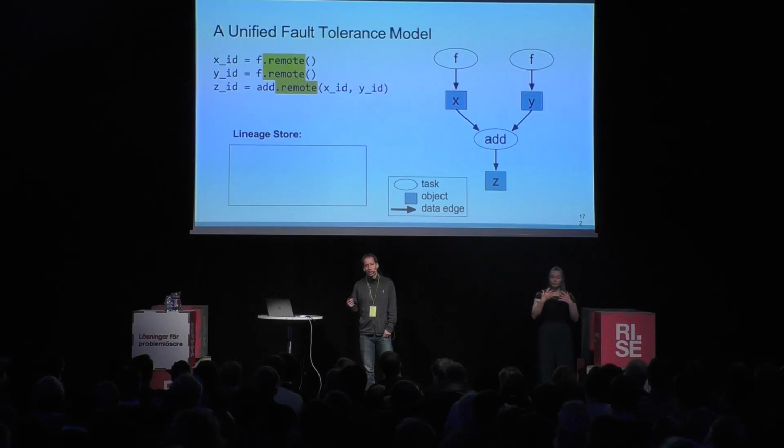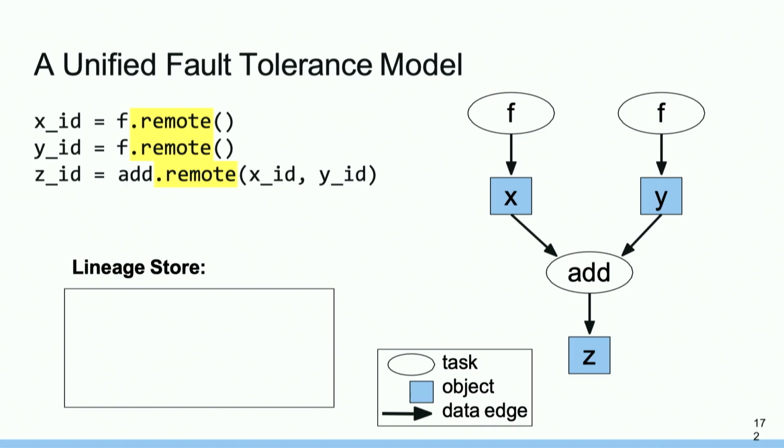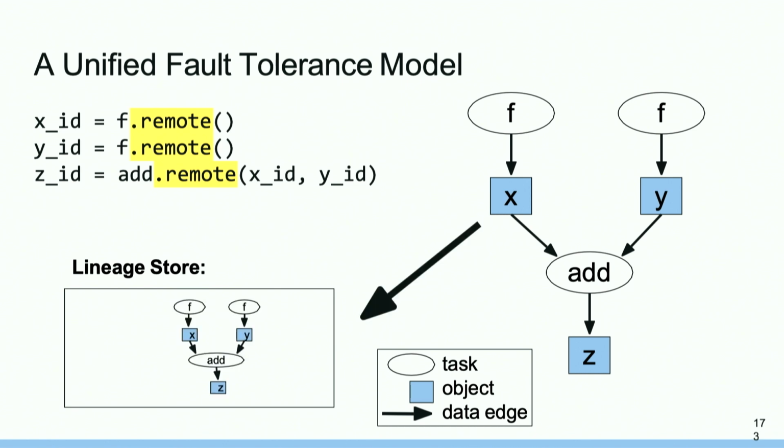It builds a computation graph. So it keeps track of what the computations are that have been run. For example, in this case, we have run 2 remote functions, and then we've combined the result with the add function. And when this function is submitted, the system will store the computation graph in a database called the lineage store, and it will be persisted there.